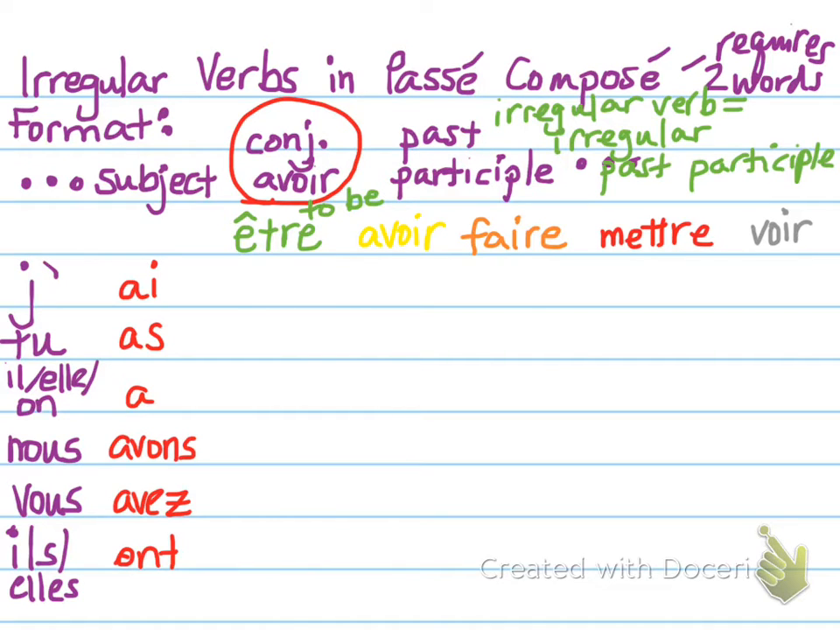And the past participle for être, so it doesn't matter which of these forms, is always going to be été. Avoir means to have. It's also sometimes used for owning things. And the past participle for avoir is eu.